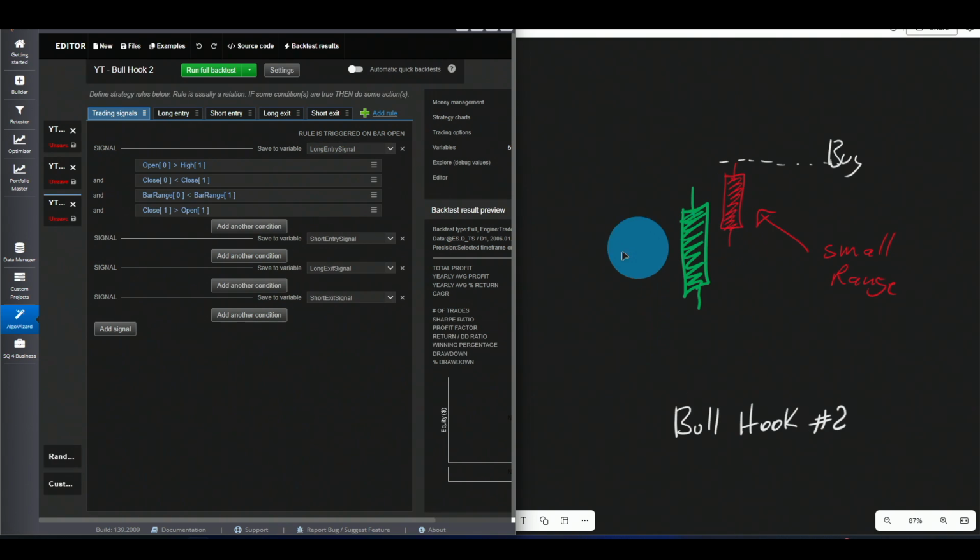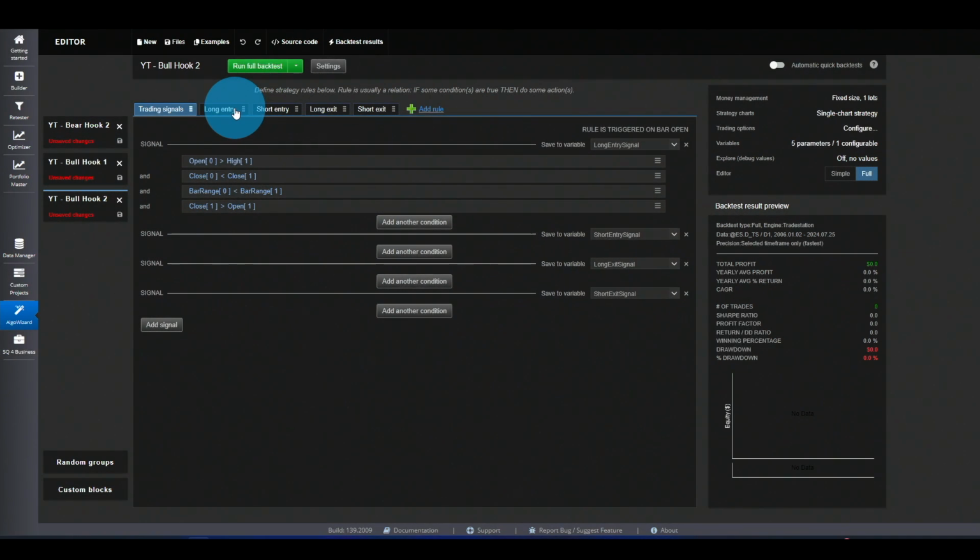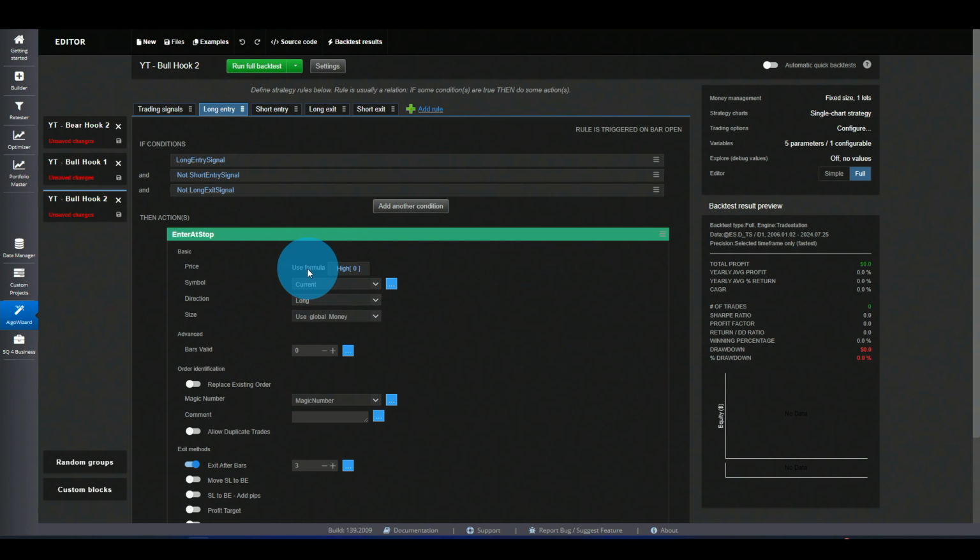So this is different than the other pattern where we enter off the high of yesterday. Because we are opening above the high of yesterday, we need to use the high of today. So again, the long entry, we are using a stop order with the high of today. And again, we are exiting after 3 bars.